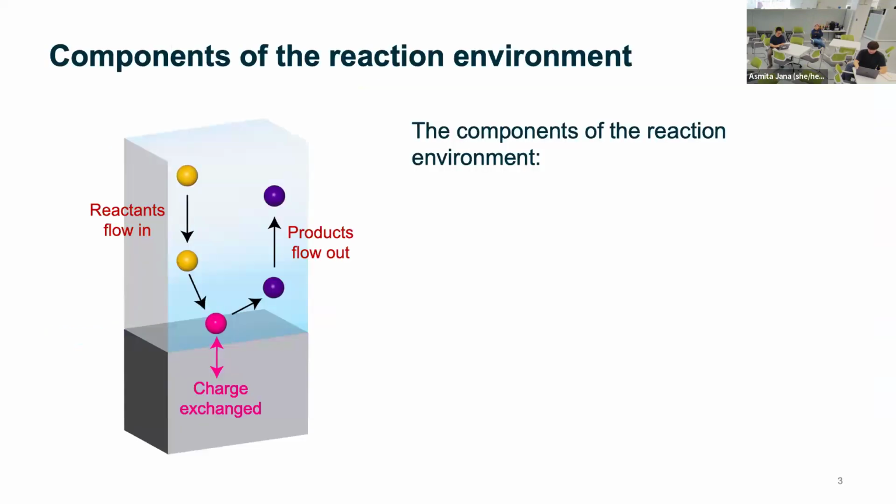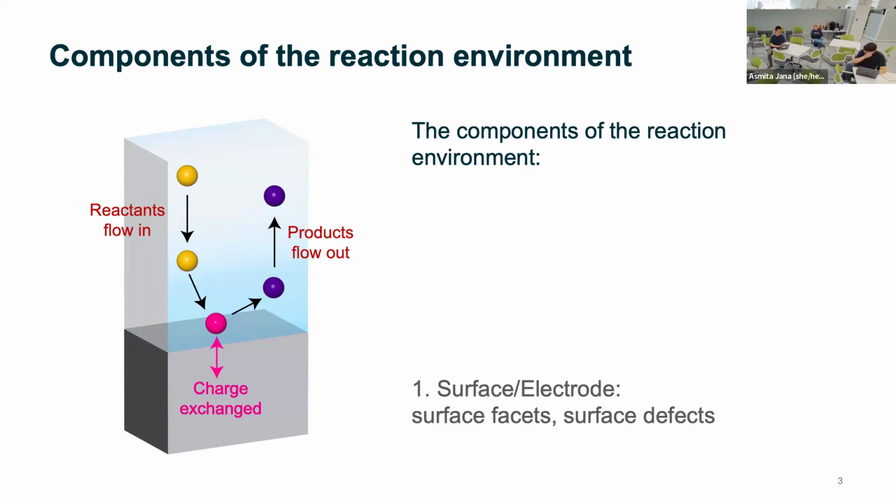Now, if you take a normal electrocatalytic system, there are typically three components. There is the surface at the very bottom, where a lot of charge transfer reactions occur. So this is what takes most of our attention because a lot of interfacial phenomena happen there. So a lot of aspects like the surface facets, surface defects, what kind of material you're using as an electrode play a role over here.